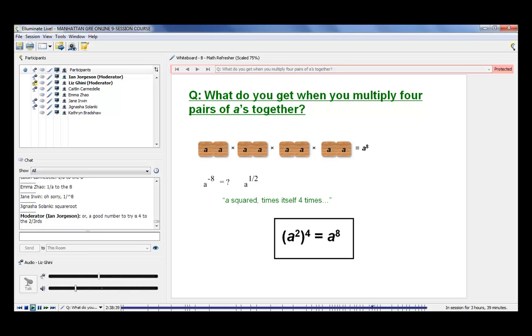Okay, guys, let's try that. Let's take 8 to the 2/3. Nice idea for a problem, Ian. What's 8 to the 2/3? What number is that?